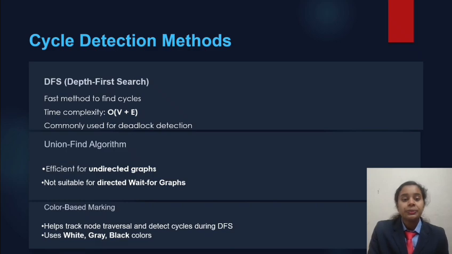Next is the union find algorithm. It is effective in undirected graphs and not suitable for the directed wait for graph. Next one is color-based marking, which helps to track nodes, traversal and detect cycles during DFS. It uses white, gray and black colors.